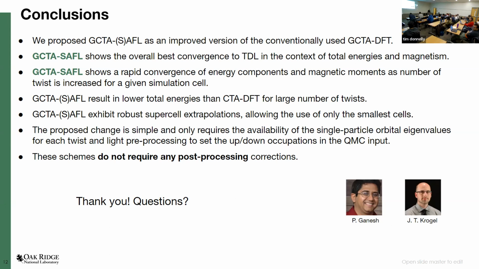Also, the advantage here is that the change is very simple, and it only requires the availability of single-particle orbital eigenvalues for each twist, and then some light pre-processing before you submit the QMC job. Another advantage is that these schemes do not require any post-processing corrections. I have shown only the raw quantities in this presentation.